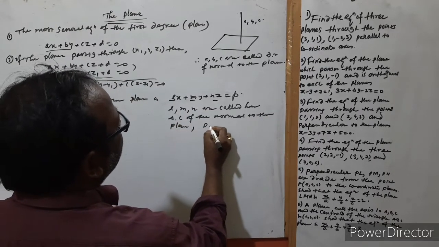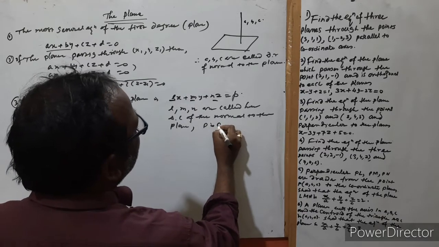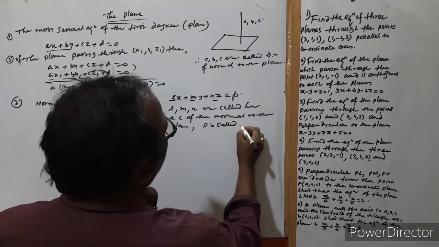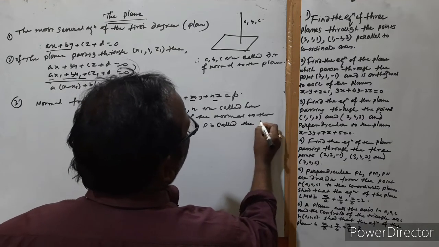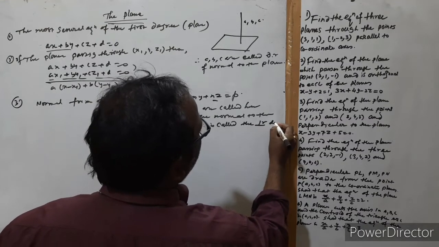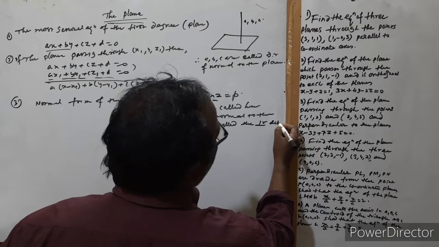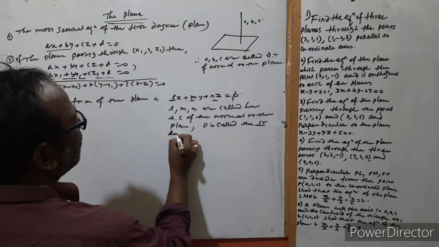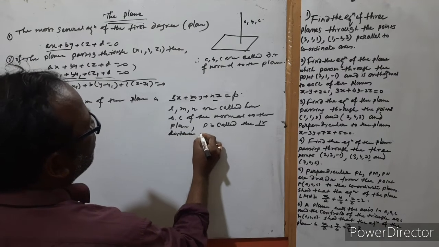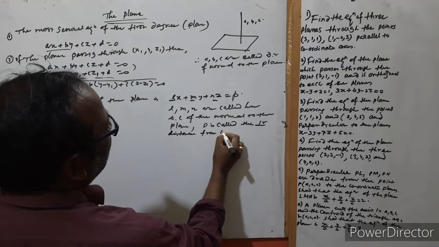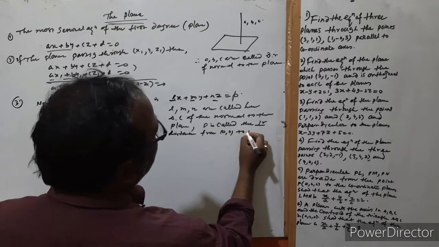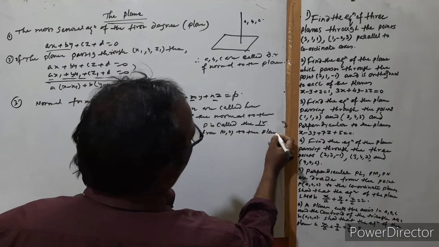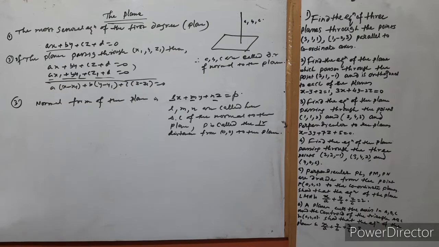and p is called the perpendicular distance from origin to the plane. Okay, so now I want to convert this equation from that.